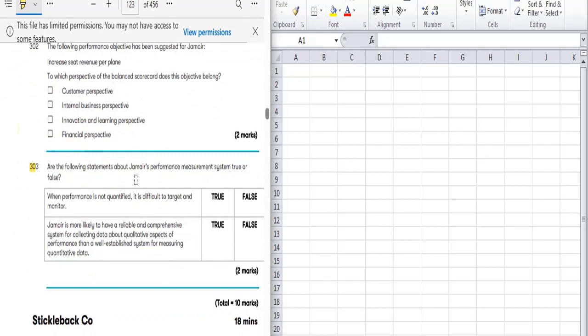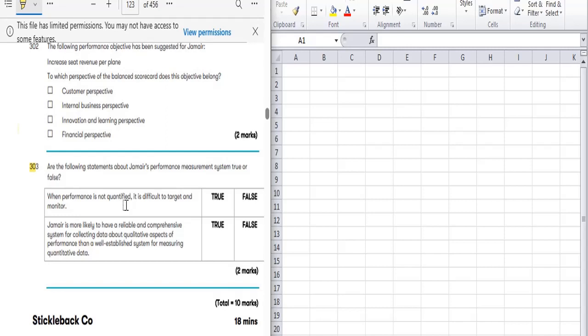Are the following statements about the Jammer performance measurement system true or false? Okay, when the performance is not quantified, it is difficult to target and monitor. Obviously, in the balanced scorecard you can find the four perspectives, out of which three measure the non-financial performance of the organization. So it is quite difficult to find out the KPI for the respective perspective. So it's very difficult to quantify, so this is true.